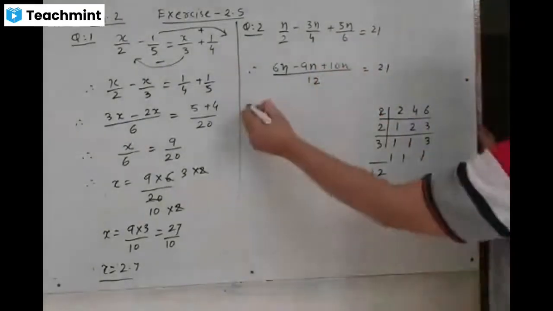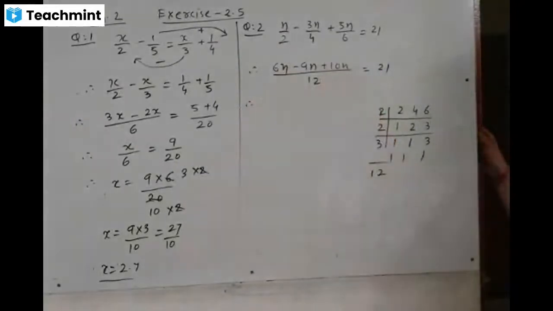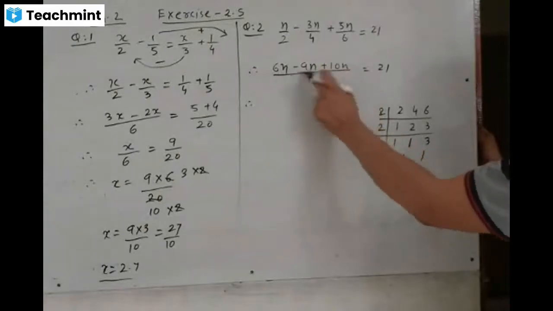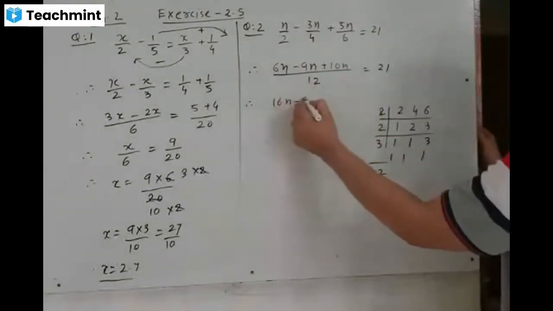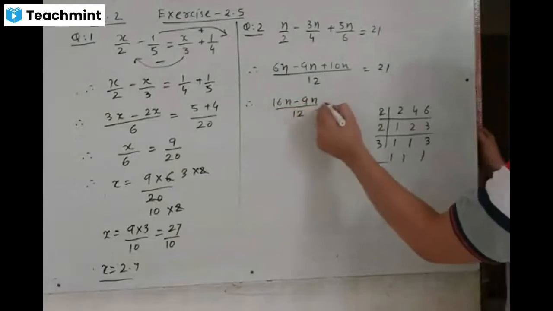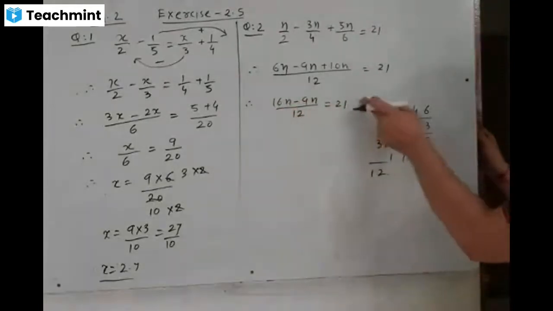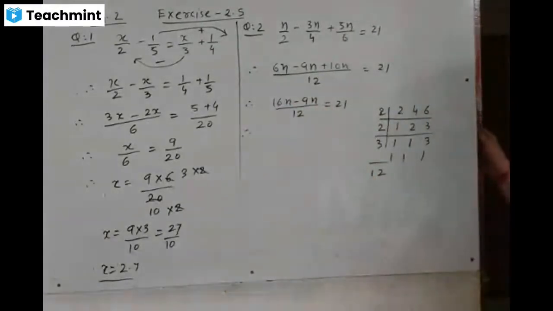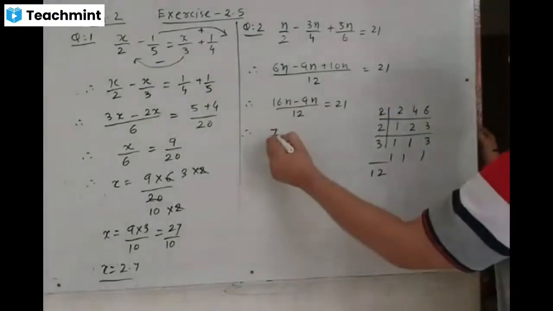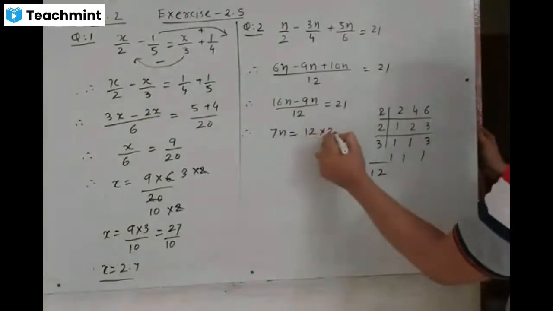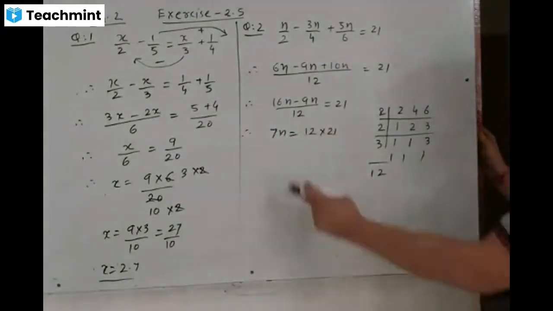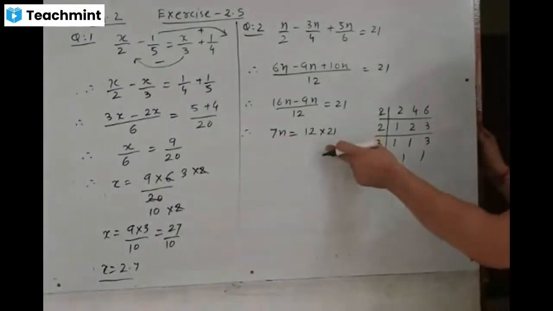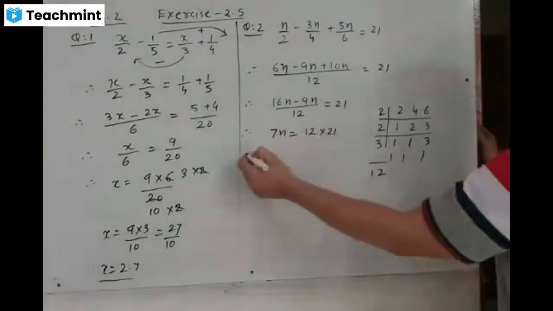Okay, therefore 6n plus 10n, both are positive terms, so it is addition, 6n plus 10n is 16n minus 9n divided by 12 is equal to 21. Here 12 multiplied with 21, and 16n minus 9n, 16 minus 9, that is 7n, is equal to 12 into 21. Okay, and 7 is in multiplication form, transposing to the right side, it is in division form.